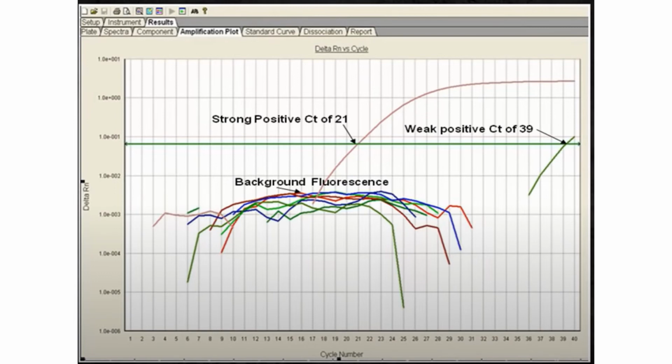Let's say that the CT value cutoff of our test is 40. This means that this result is strongly positive. Meanwhile, at 39 cycles, there is another line that crossed. There's a green fluorescence that crossed there. This is still positive, since our cutoff is 40, but this is weakly positive.